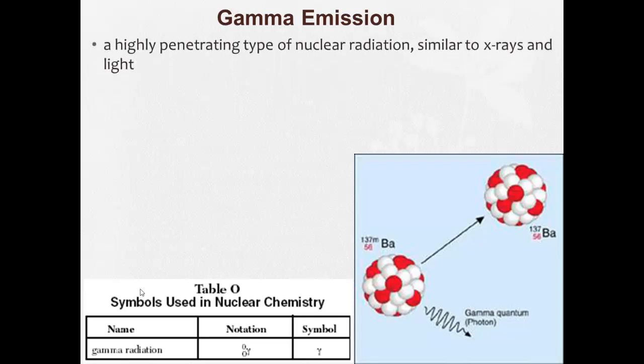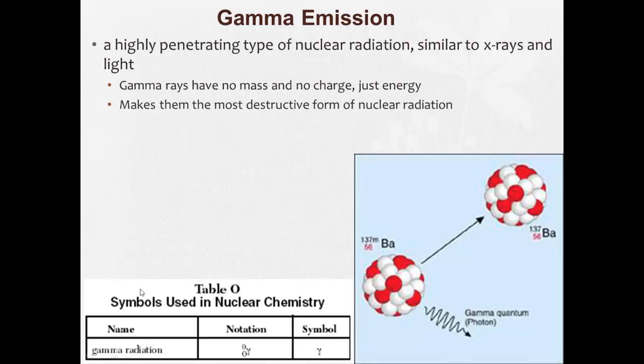All right, gamma emission. As we said in the last lesson, it is a highly penetrating type of nuclear radiation, similar to X-rays and light. They have no mass and no charge, they're just energy. And they are the most destructive form of nuclear radiation.